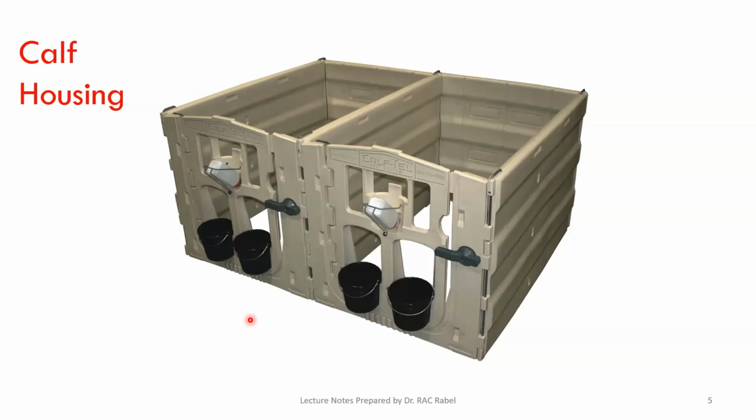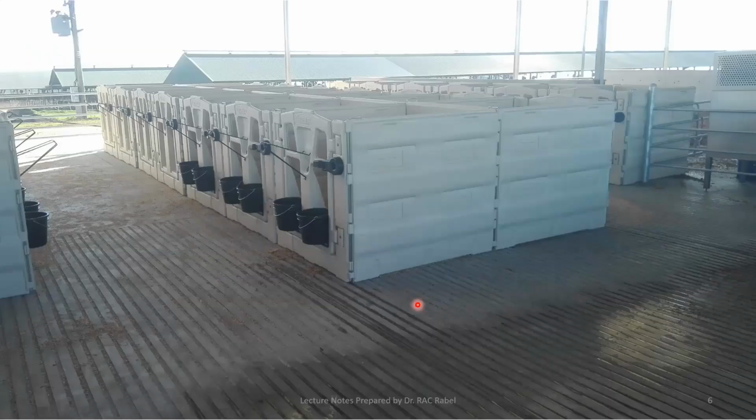So this is a very, very modern calf pen. As you can see, they are individual pens. They have plastic walls. They've been built with plastic. Two buckets, a door handle, a bottle for milk. So two buckets for concentrate and water. So those were individual pens.